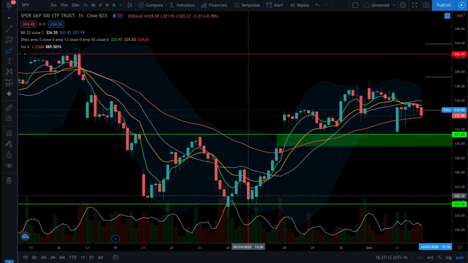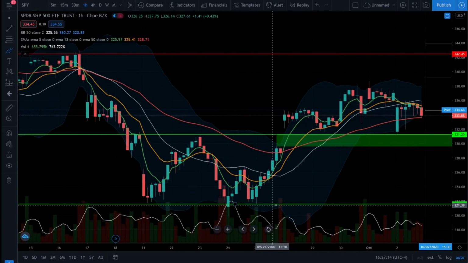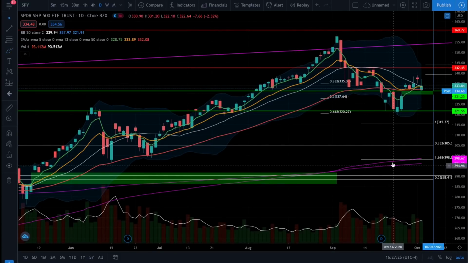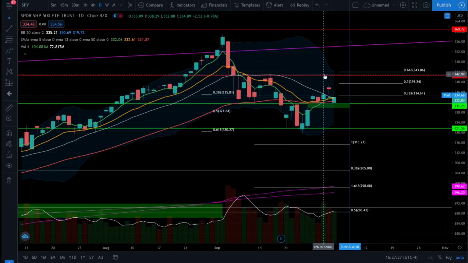Now, on an hourly chart, you can see that we are starting to form higher highs and higher lows, but we need to continue this trend on the hourly chart so that we can start to see that higher high forming on the daily chart. So on the daily chart, that higher high is going to be a close over the $342.52 level on the SPY ETF, and that will tell us that the short-term bullish trend is starting to turn into a medium-term bullish trend.